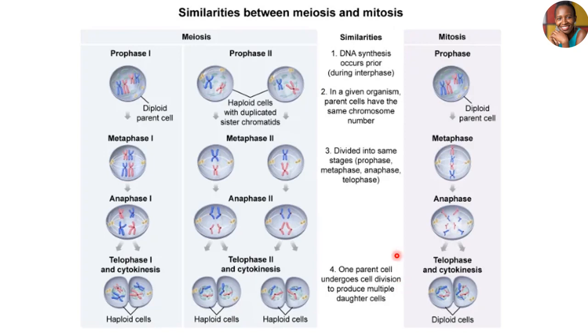So in summary, the similarities are: first, DNA synthesis or DNA replication has to occur in the interphase stage before the cell division takes place. Second, in each of these organisms, the parent cell begins with the same chromosomal number. Thirdly, they all go through the same stages of cell division, while last, the parent cell goes through several stages of cell division to produce multiple daughter cells.